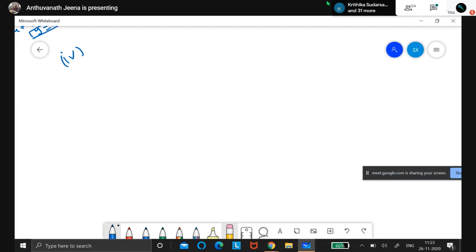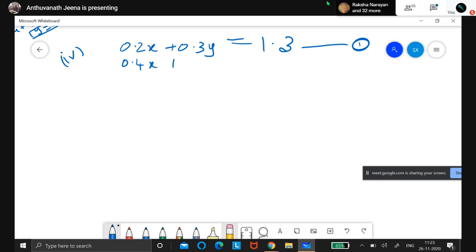0.2x plus 0.3y is equal to 1.3. Yeah, first equation. 0.4x plus 0.5y is equal to 2.31. Good.